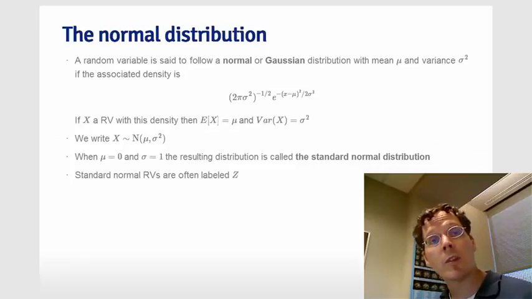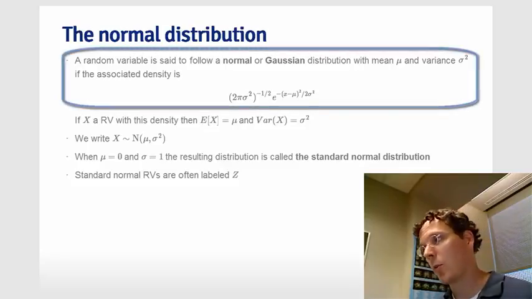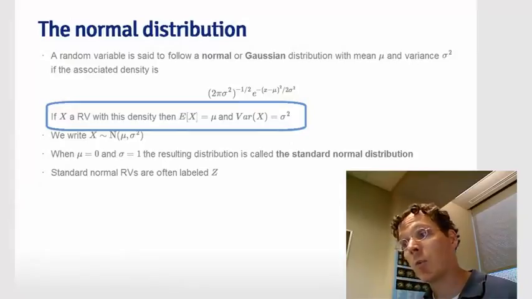Definitely the most important distribution to know is the normal distribution. We'll see in the next lecture why it's so important, or one of the reasons why it's so important. But nonetheless, if all the distributions were to get together and elect a leader, it would for sure be the normal distribution. So at any rate, a random variable is said to follow a normal or Gaussian distribution with mean mu and variance sigma squared if its associated density is this function here, the bell curve, which we'll show in a minute. If x is a random variable with this density, then the expected value of x is mu and its variance is sigma squared.